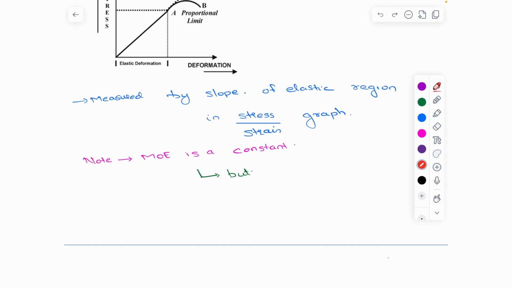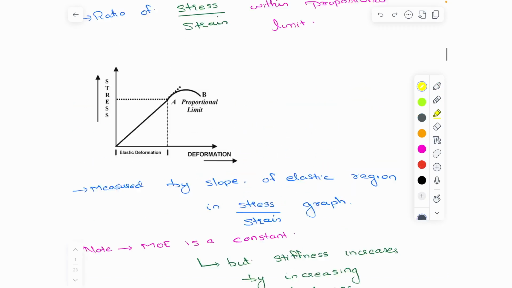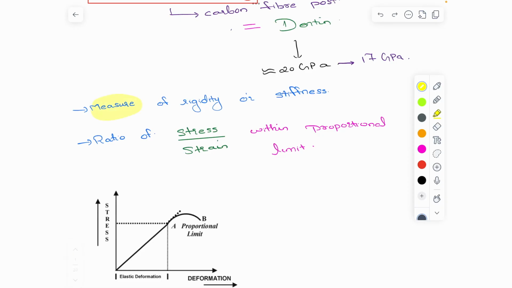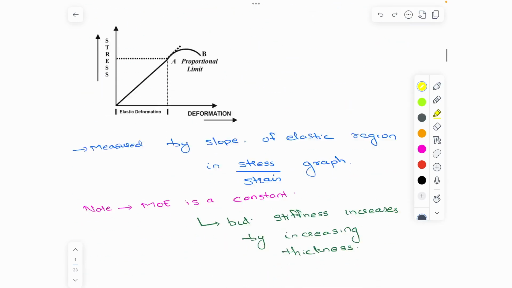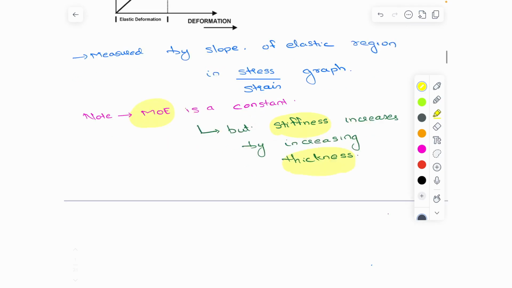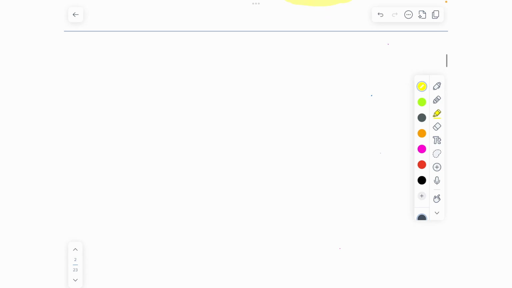Now, why I'm saying this is, you have to note that the stiffness increases with increasing thickness. Very important. So I told you the modulus of elasticity is a measure. It's not exactly the same as rigidity or stiffness. Okay, it is a measure of rigidity and stiffness. The difference is modulus of elasticity is a constant, whereas stiffness increases with increase in the thickness of a material.